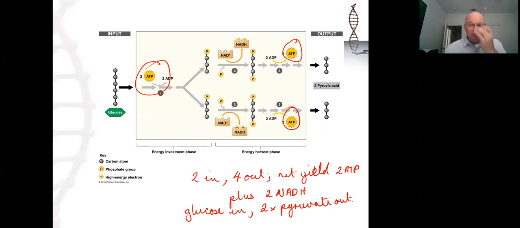So we need to process the pyruvic acid in order to be able to access the remaining energy of the glucose molecule. Because if we do nothing, we're basically throwing away most of the energy of the glucose molecule. And yet there are organisms that do that, as you'll see.